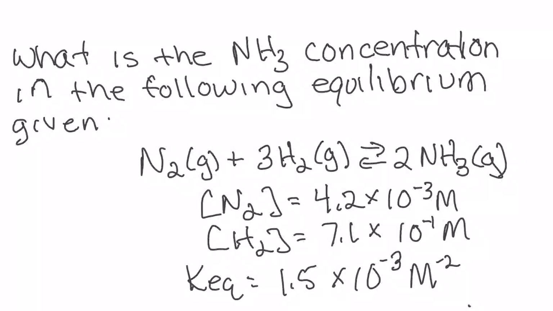Nitrogen plus hydrogen make ammonia gas. All of them are gases, so that's important to note. It's at equilibrium, which is the only time you can use equilibrium expressions. That gives me the nitrogen, the hydrogen, and the K equilibrium. So what doesn't it give me this time? It doesn't give me the ammonia, so I'm going to solve for ammonia.